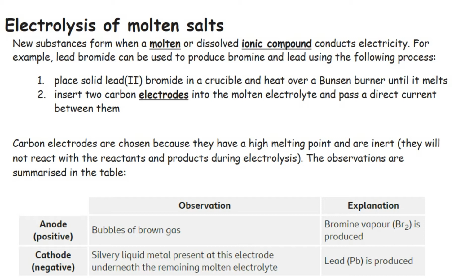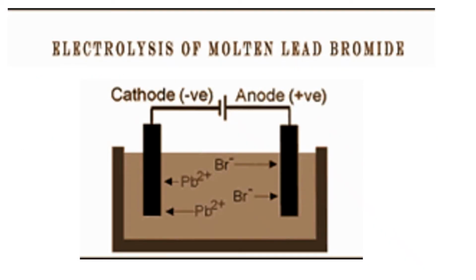That means lead bromide is being dissociated and bromine gas is produced. Explanation: you will see the bromine vapor being produced. The cathode observation is a silvery liquid metal present at this electrode underneath the remaining molten electrolyte, which is the lead. So these are the observations, and you will come to know what is produced at each electrode.